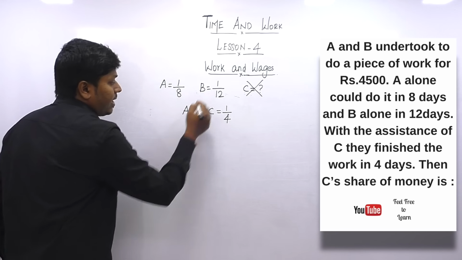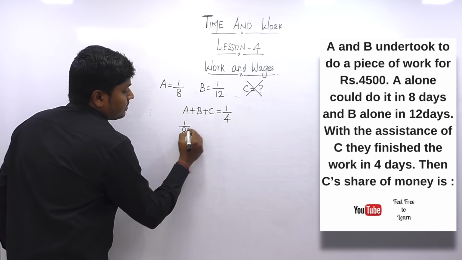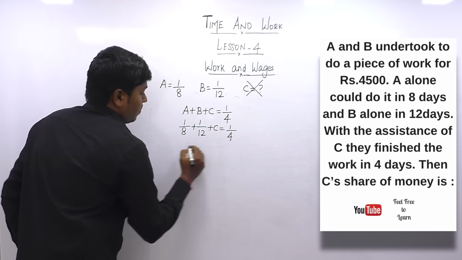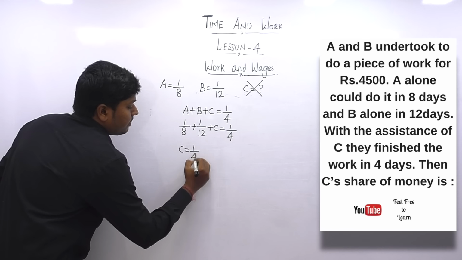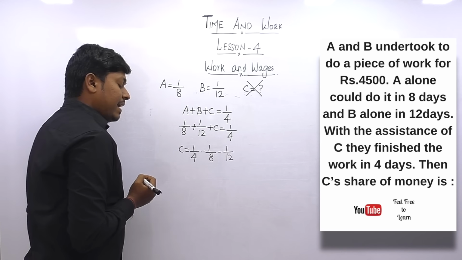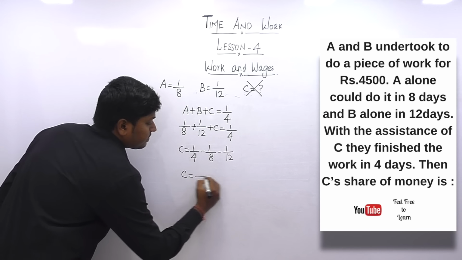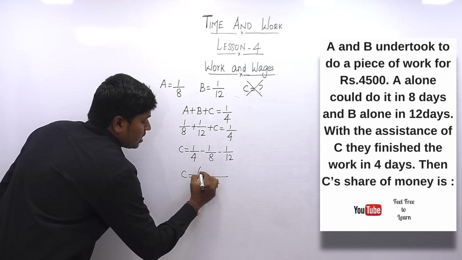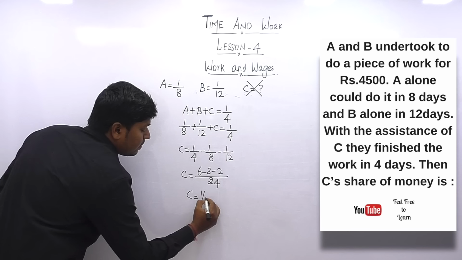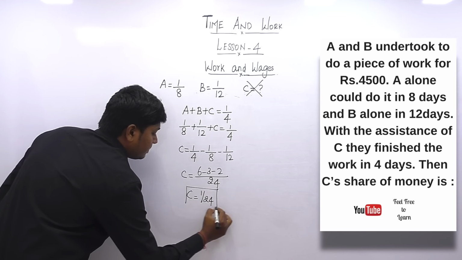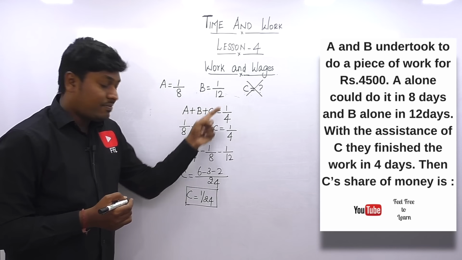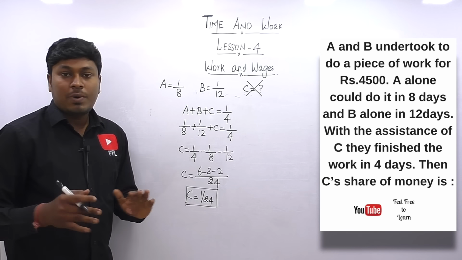So now substitute A and B in this expression. So 1 by 8 plus 1 by 12 plus C is equal to 1 by 4. So C is equal to 1 by 4 minus 1 by 8 minus 1 by 12. So I think we can take 24 as LCM. 6 4s are 24, 8 3s are 24, 12 2s are 24. So C is equal to 1 divided by 24. So finally we found the 1 day work of A, of B, and finally of C. So step number 1 gets completed.